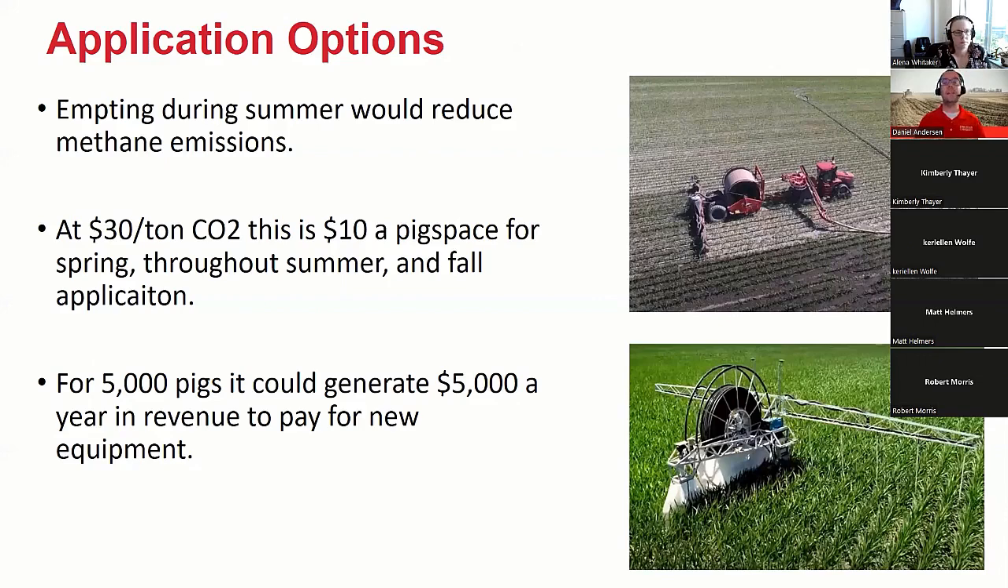But those carbon credits alone might be enough to help incentivize some of that being installed and utilized. And I think that's a really exciting opportunity for us, especially when I look at some of the work and data that I've seen and have on nitrogen application timing and the role it plays.